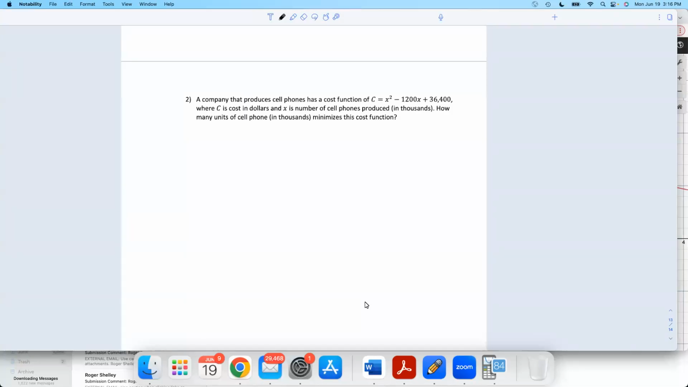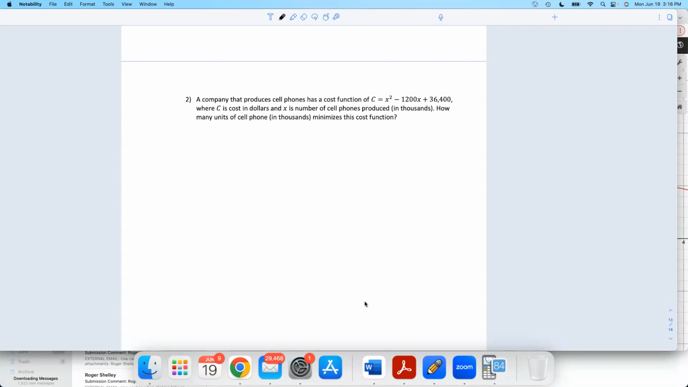Okay, pause and read the problem here. We're going to have to use a little bit of deduction to think about this. We've got some quadratic cost function. I want to minimize it. I'm actually looking for the global minimum here.